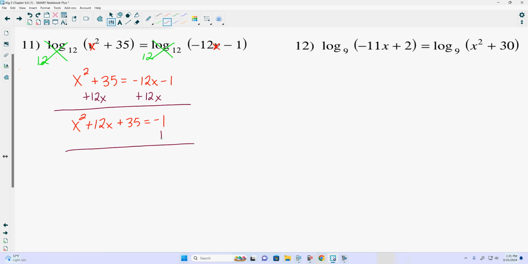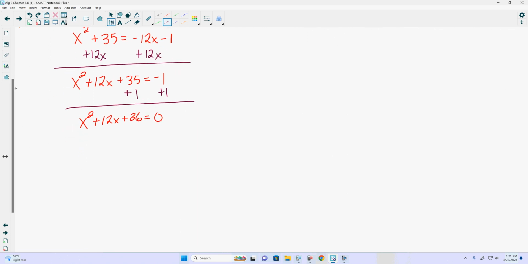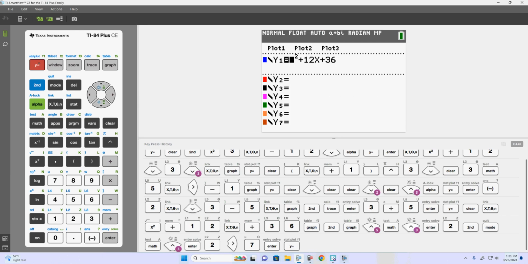Then we could add 1, telling us x squared plus 12x plus 36 is equal to 0. Now we do have several different ways to solve this here. We could graph it, we could factor it, or we could use the quadratic formula. If the a value, the number in front of x squared, is 1, I'd go on and graph it.